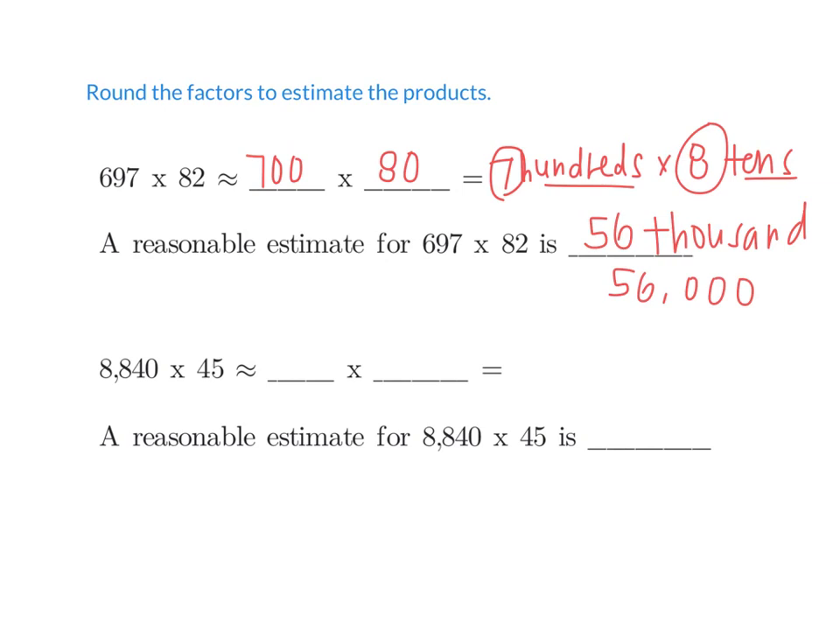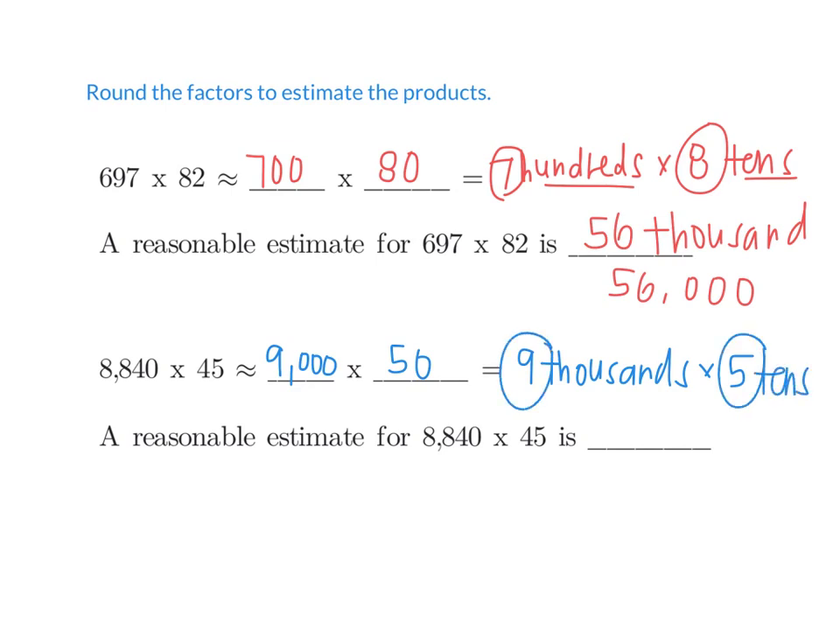If I have 8,840 and I want to multiply that by 45, well, I can think that 8,840 is pretty close to 9,000, and I can think about 45 as being pretty close to 50. Okay, well, then that's going to be the same thing as 9 thousands times 5 tens. Good, which means I can think about math facts. Then I just think about 9 times 5, which is 45, right?